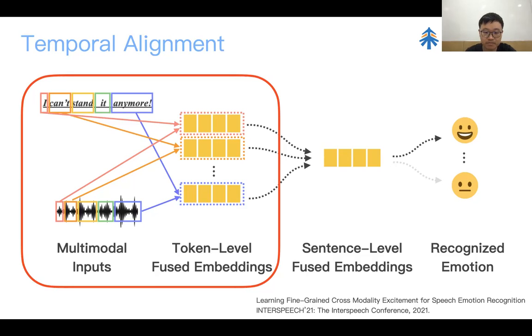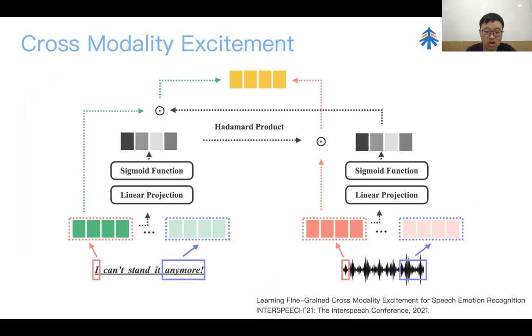Once we have the initial embeddings from both the audio signals and the transcription, we conduct embedding fusion by cross-modality excitement. Specifically, we use the sigmoid function as the excitement function, and we use the embeddings from one modality to compute the excitement weights of the embeddings of the other modality. In this way, embeddings from one modality are weighted by the importance from the view of the other modality.